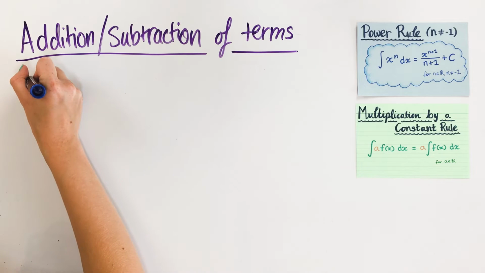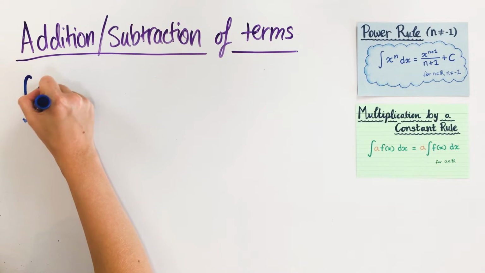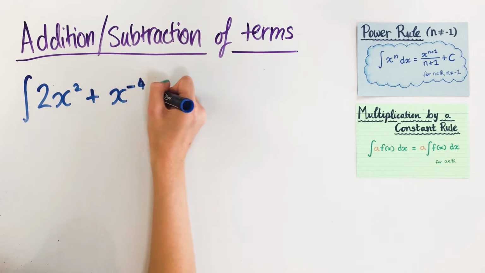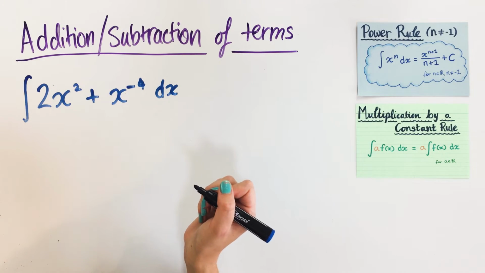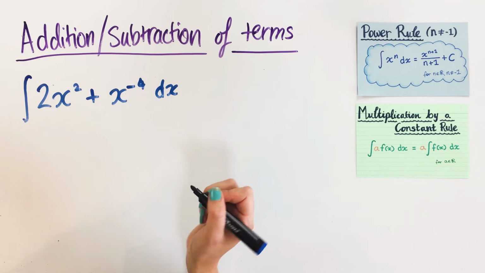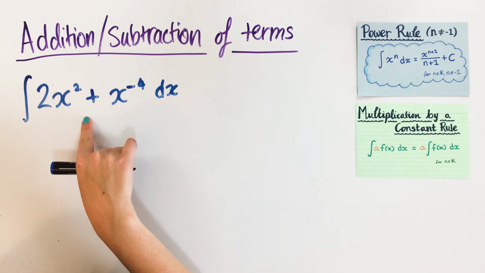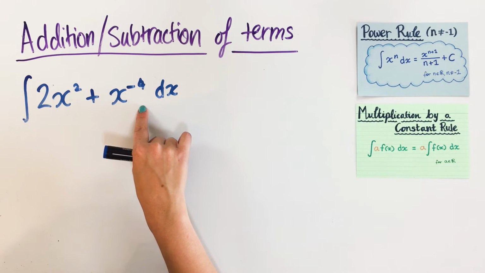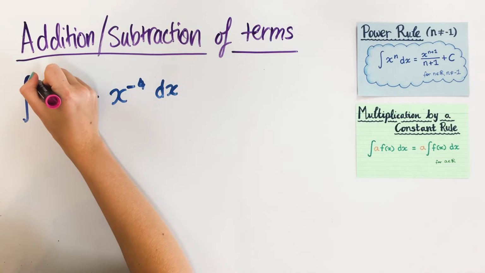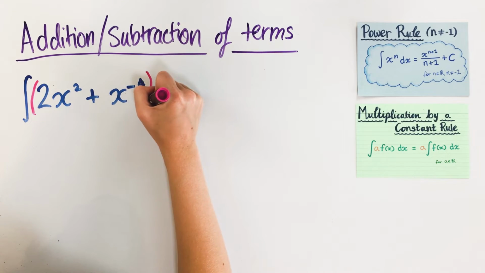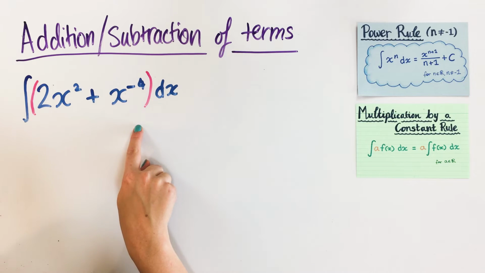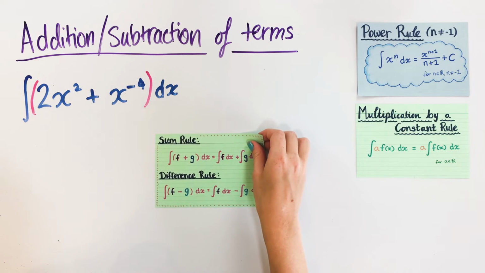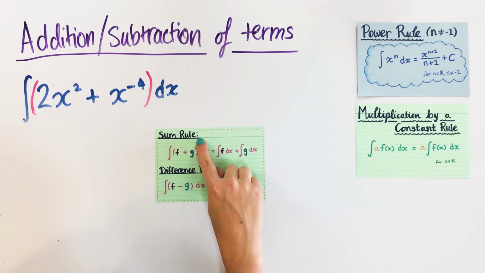How about if we had an integral like this, the integral of 2x squared plus x to the minus 4 dx. This is a bit different to what we've seen before, because here we have two terms that are added together. So this is asking us, what is the integral of this entire term, 2x squared plus x to the minus 4? If you like, we can add brackets around that to make it clearer. Currently we don't know how to deal with integrals of this type, but luckily we have another rule. We have a sum rule that can help us with this.